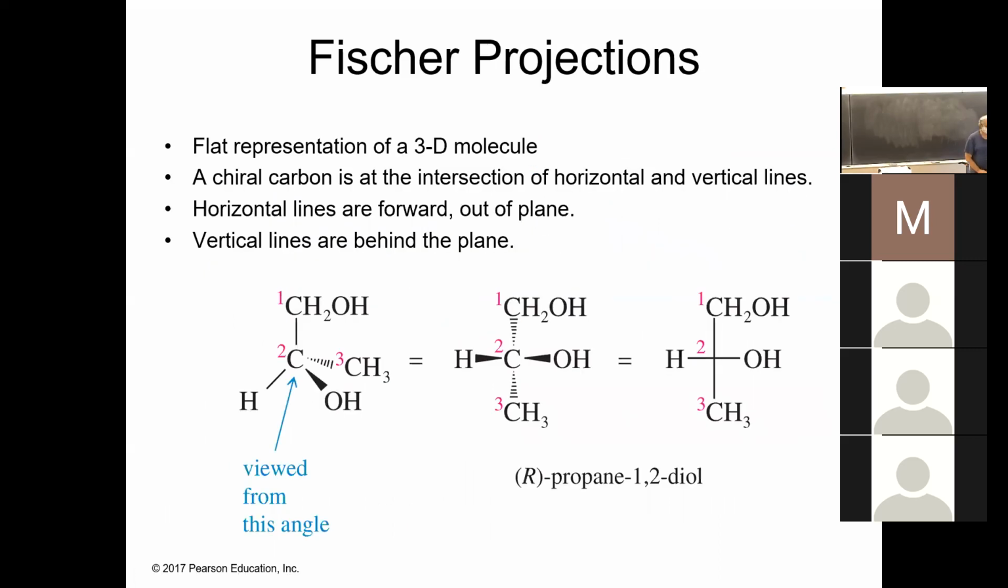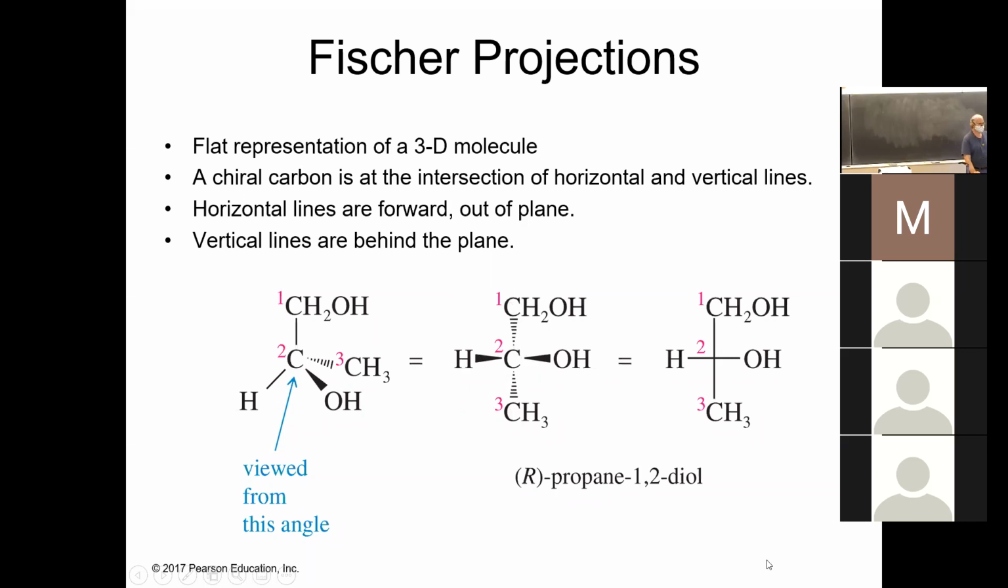Okay, Fischer projections. This is a two-dimensional representation of a three-dimensional shape. Vertical groups are back, horizontal groups are forward. Okay, and because we draw the carbon skeleton vertically, oftentimes hydrogen is forward rather than back.